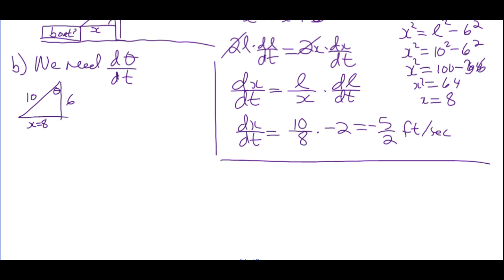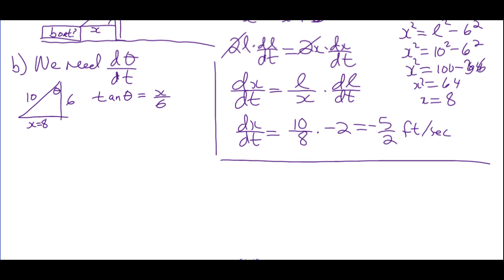We need d theta by dt. We know dx by dt, so if we can get an expression in terms of theta and x, we can throw that in. We calculated dx by dt here, and then we'll look at an alternate. So let's say tan theta is equal to x over 6. I want to solve for d theta by dt, so let's just take the derivative of both sides.